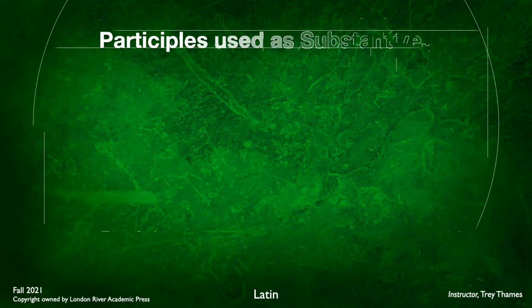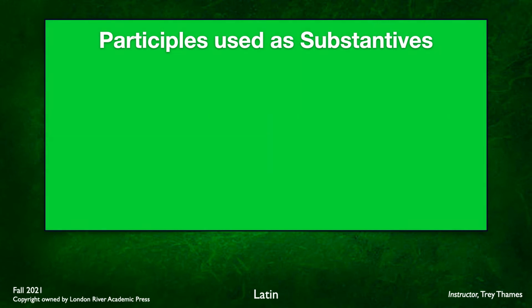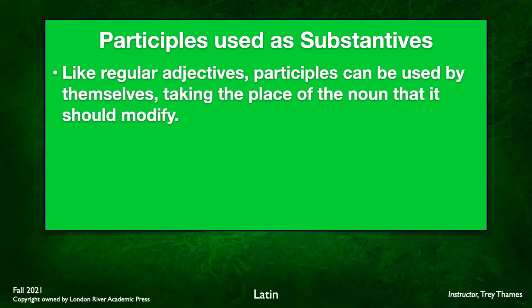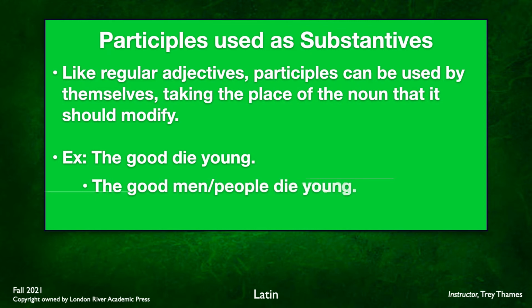But one quick note, if you remember, we talked about adjectives can be used substantively, which means in place of a noun. Participles, because they're adjectives, will function the same way. Sometimes regular adjectives and participles can be used by themselves, taking the place of the noun that it should modify. So, for example, this adjective, the word good: the good die young. Good is an adjective. It's not a noun, but it's being used in place of a noun. What we're really meaning to say is good men or good people die young. And so it's just a colloquial way, a shortened way of saying it, the good die young.